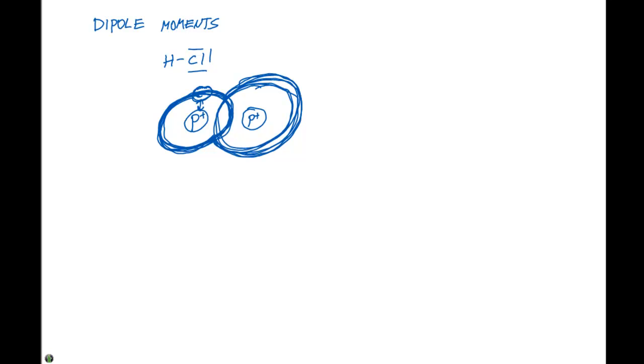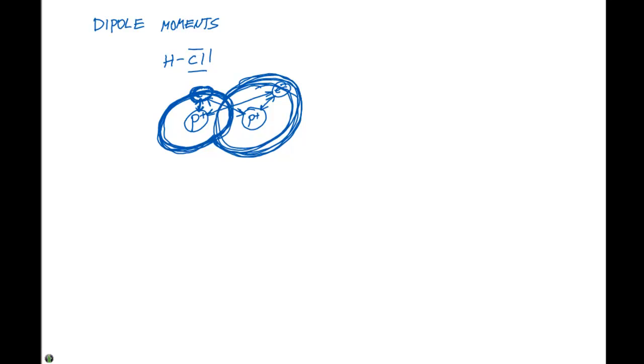So if we have an electron over here, it's going to be attracted to its own nucleus, and there's also going to be a force of attraction to the nucleus of the chlorine. And an electron residing on the chlorine is going to be attracted to its own nucleus and also to the nucleus of the hydrogen. There's also going to be an electron-electron repulsion between all the electrons in the chlorine and the hydrogen electron.